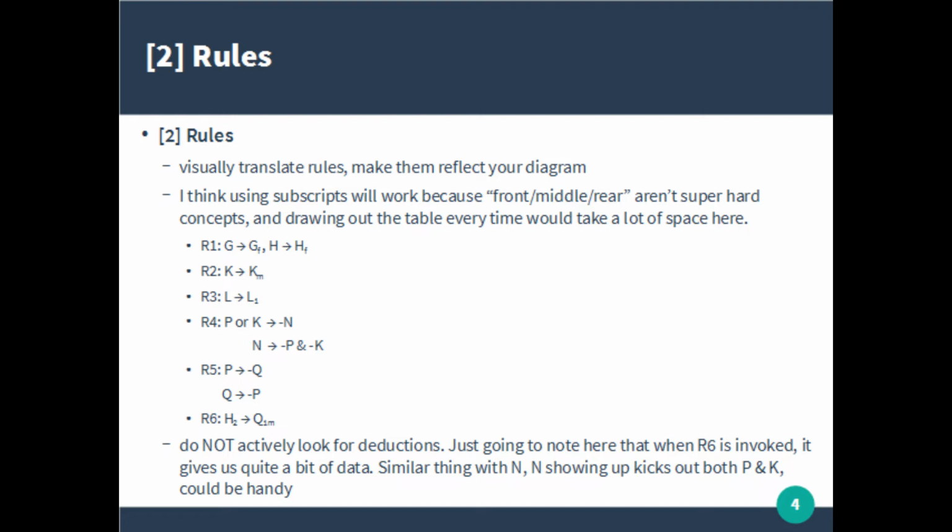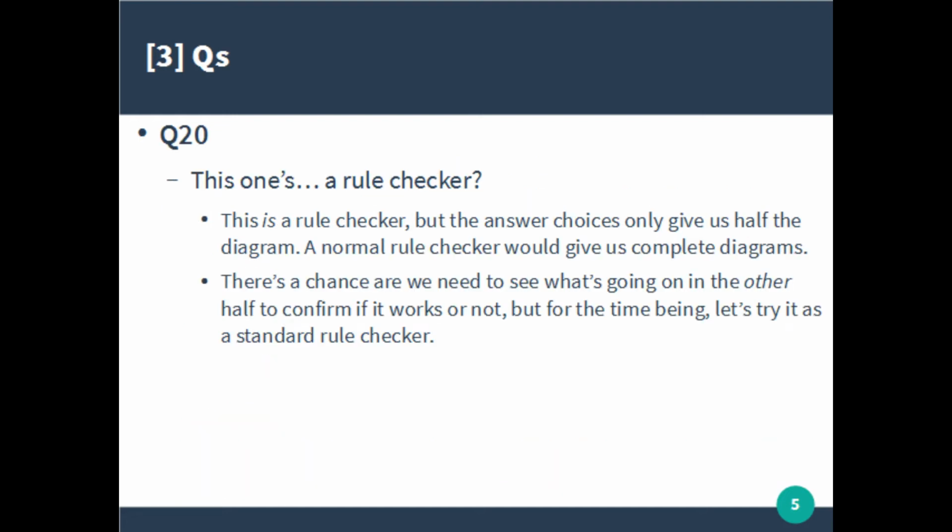And a similar thing just to note is with N. N showing up kicks off both P and K, so that could be handy. So anything that is severely limiting to us in certain contexts is something to keep an eye out for, but I'm not going to push anything any further. Just keep that general awareness in mind. So now that we have done the setup and we've done the rules and skipped deductions, I want to emphasize again, we have not really done any deductions. We move right to our first question, which is question number 20.